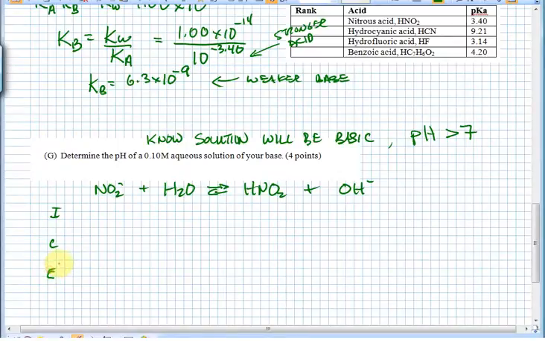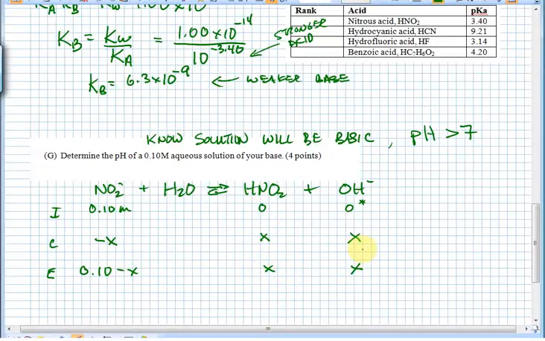Maybe you're sophisticated enough that you might be able to skip the ICE table, but it's a very clear way of documenting your work for the AP Chem grader. That's what they're expecting to see. So, my initial conditions: 1.10 molar for the nitrite ion concentration, 0 for nitrous acid, 0 for hydroxide. Again, we're assuming that the hydroxide produced by the water, 10 to the minus 7th, is insignificant. Change, reaction has to go to the right. Equilibrium concentrations.